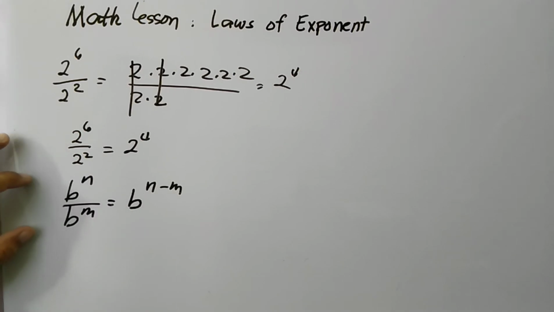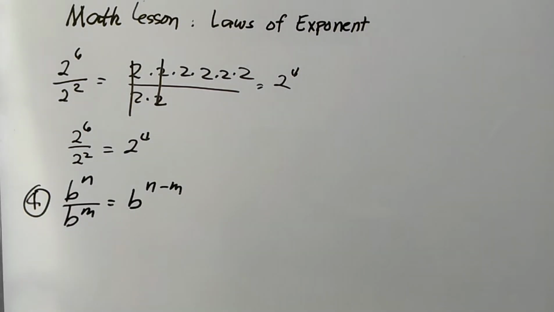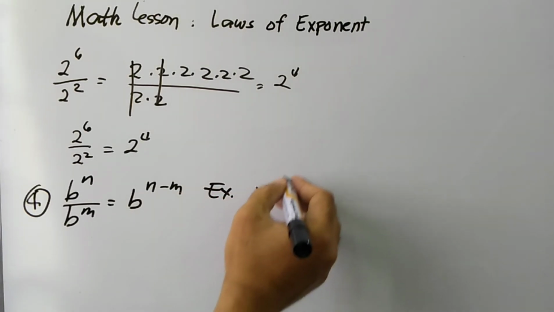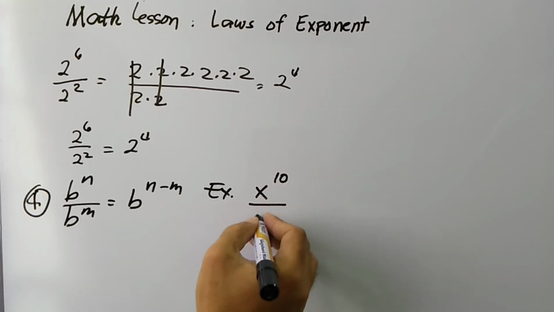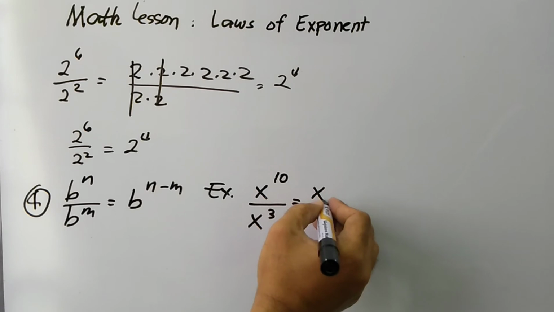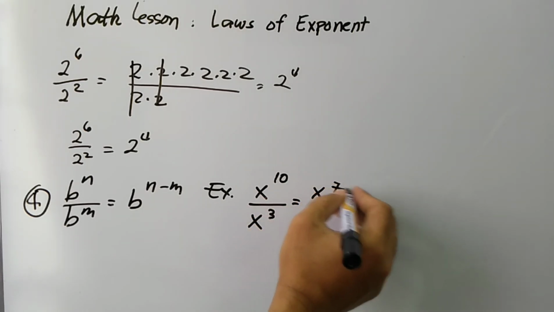In this law number 4, an example for this is we have x raised to 10 divided by x raised to 3. We have x raised to 10 minus 3, which is 7.